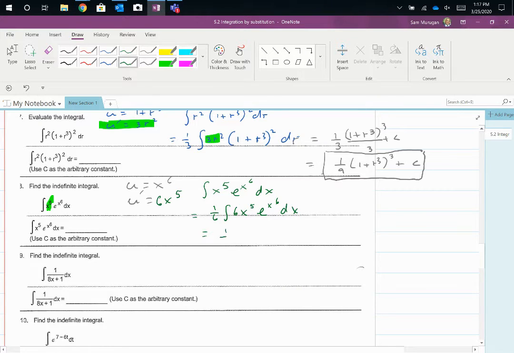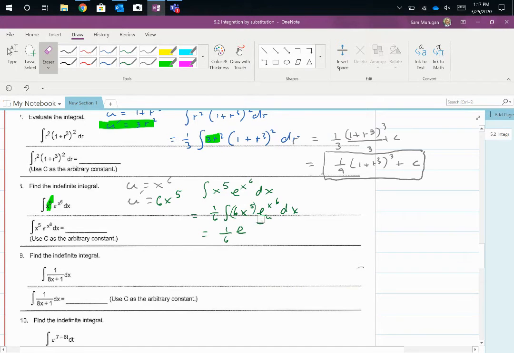So this is 1 over 6, and following the rule for integration, I'm having a little trouble with my pen here. Following the rule for integration, we would say 1 over 6 e to the power. This is what we need here. This is the u prime, and this is e to the power u.